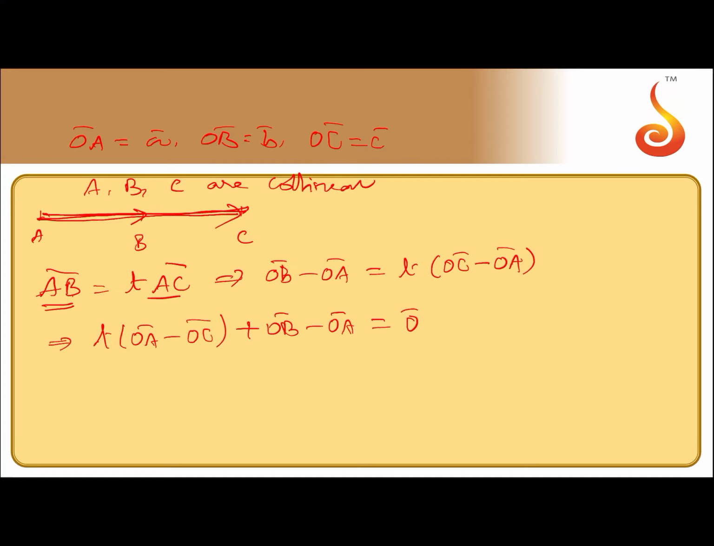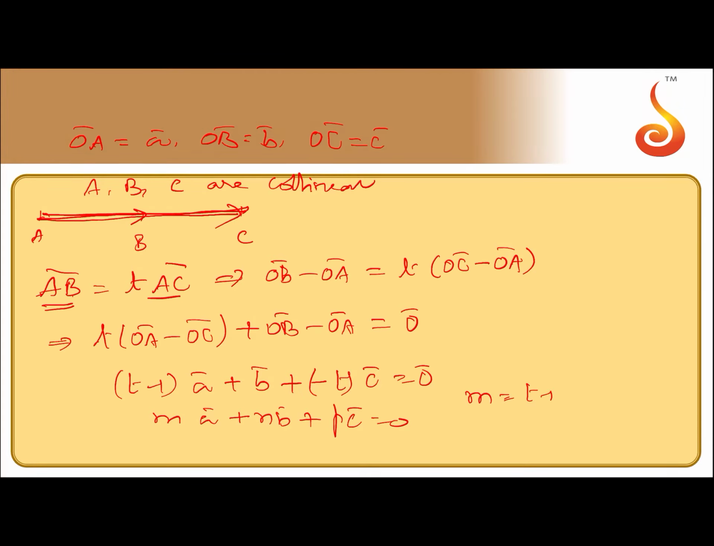Therefore, A taken common, this is (t minus 1) times A bar plus B bar minus t times C bar is equal to 0 bar. I say this is nothing but m A bar plus n B bar plus p C bar is equal to 0, where m is equal to t minus 1, n is equal to 1, and p is equal to minus t.